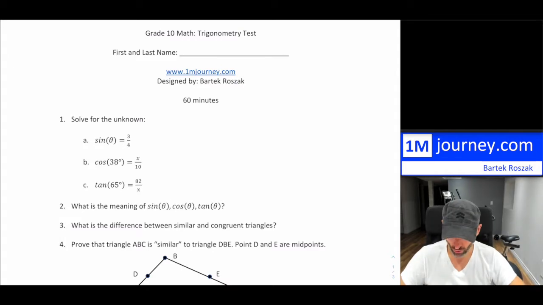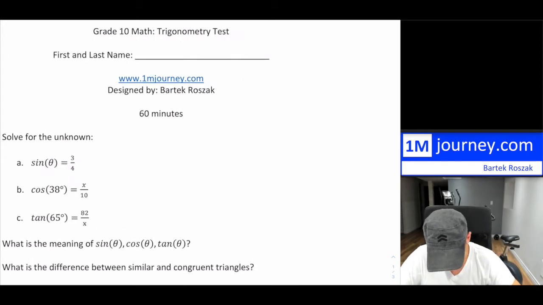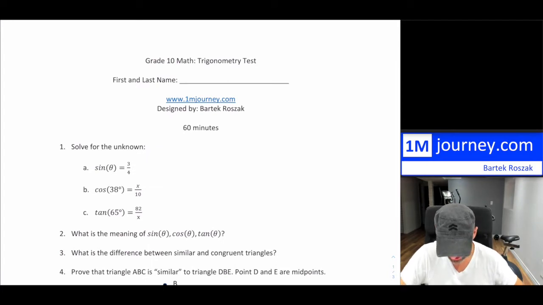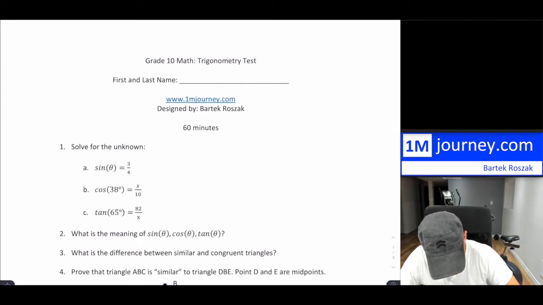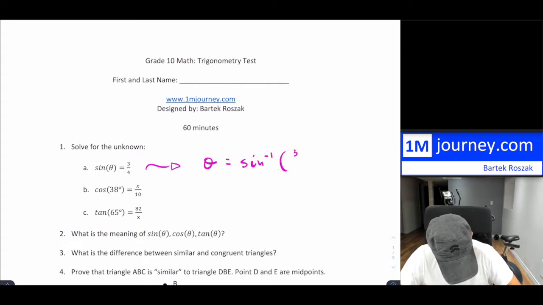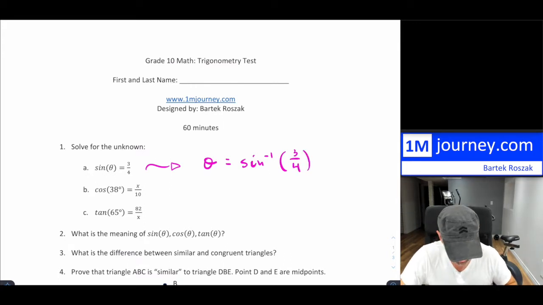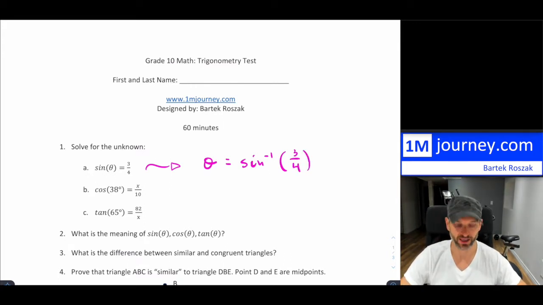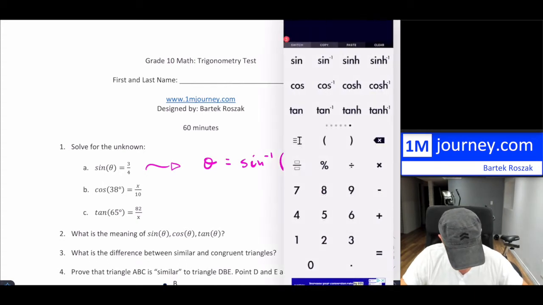So question number 1, this one is probably the easiest one of all of them. It is just kind of a deja vu on the idea of solving with sines, cosines, and tangents. For example, if you want to solve for theta, all we're going to do is take the inverse of the ratio, 3/4, and then we're going to get our theta.